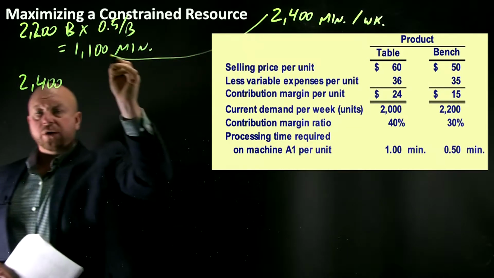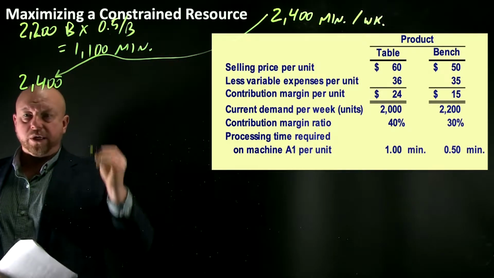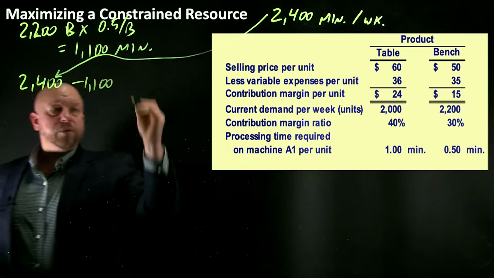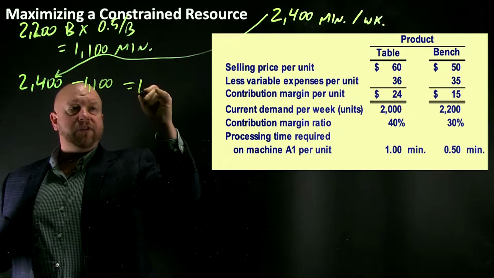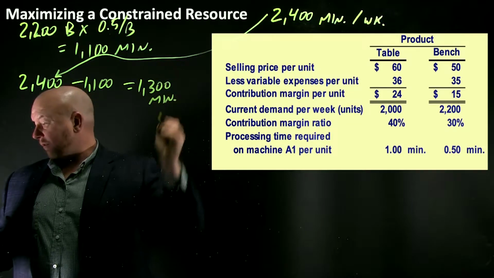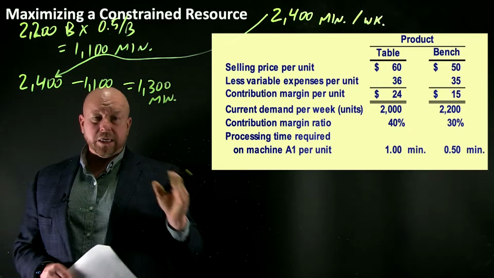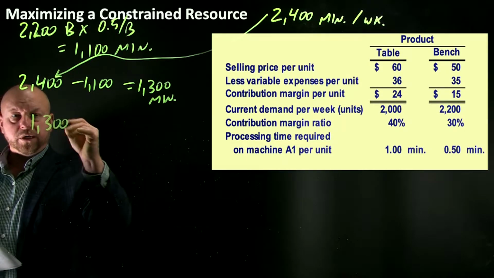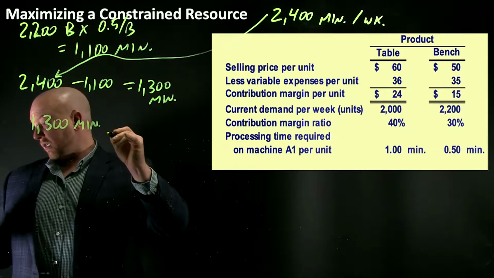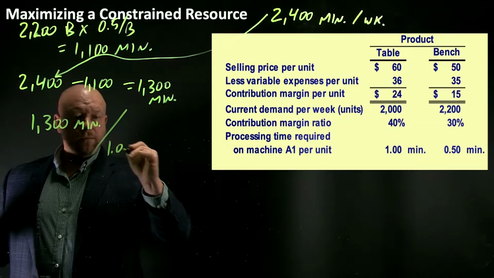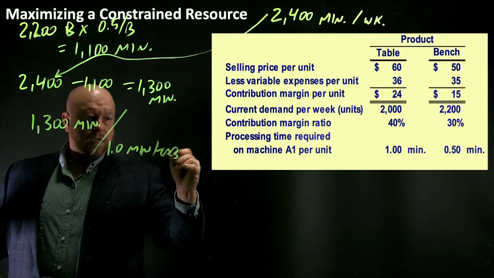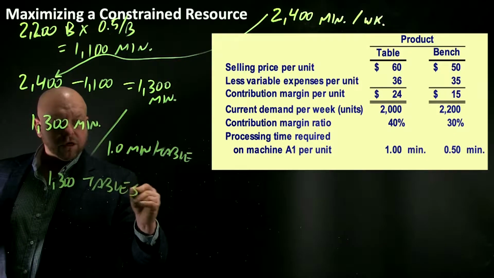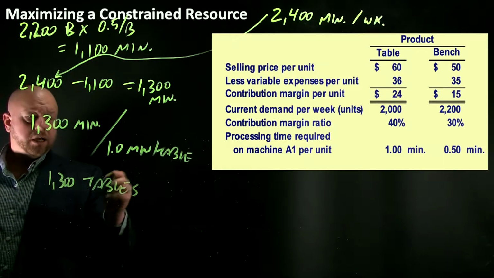If we have a maximum of 2,400 minutes available for any particular week, and we use 1,100 of those minutes to make the benches, that means we have 1,300 minutes available for tables. The math is pretty easy here, because each table takes 1 minute per table, so we can make 1,300 tables. This is what we would call our profit maximization scenario.